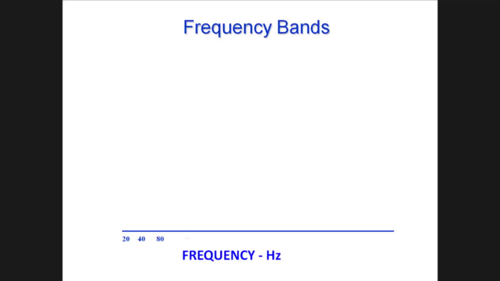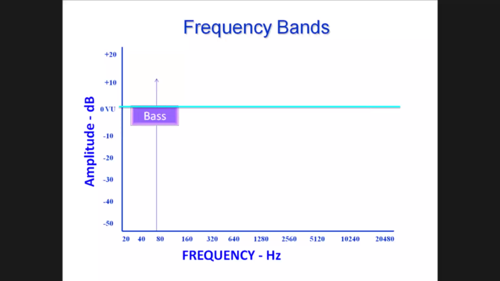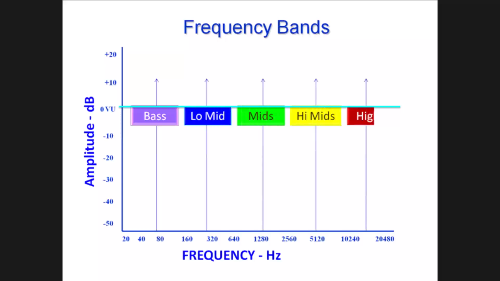As we saw in a previous module, we can divide the entire range of human hearing into different bands of frequencies. Here we see the range of human hearing arranged by octaves, and our amplitudes arranged as we might find them in an electronic audio signal. Here we've chosen 5 arbitrary bands: bass, low mids, mids, high mids, and our highs.